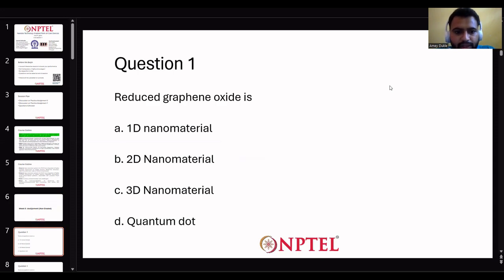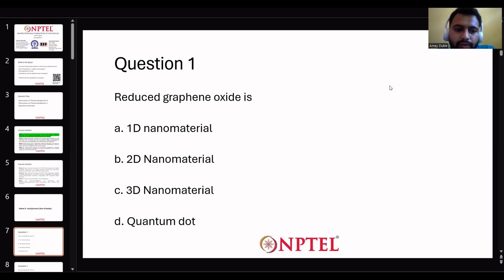So with the week zero assignment, question one is: reduced graphene oxide is a 1D nanomaterial, 2D nanomaterial, 3D nanomaterial, or a quantum dot. So a nanomaterial is a material where the dimensions are between 1 to 100 nanometers.